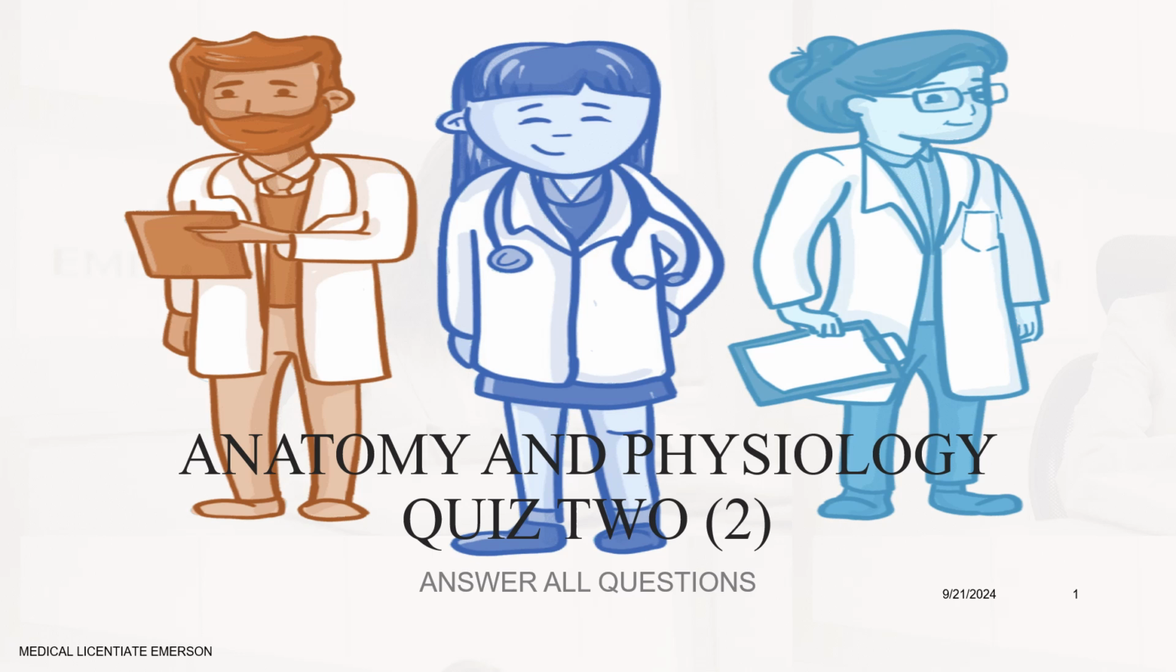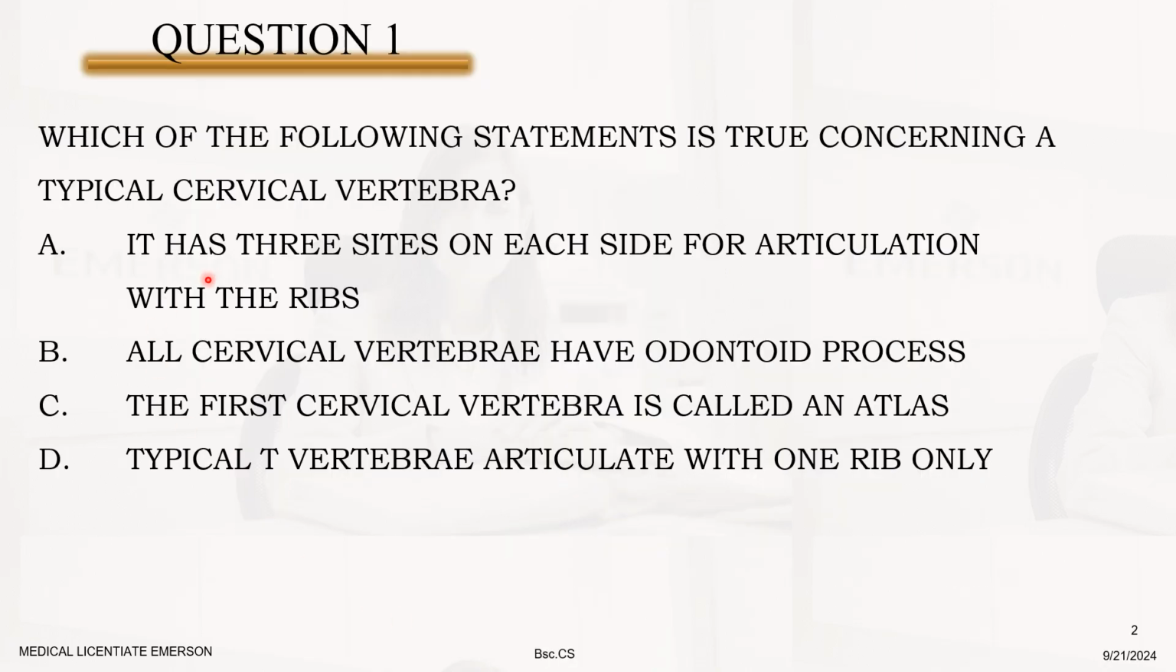Okay, because we are moving along as we were learning the anatomy and physiology lectures. Quiz 1 is about the first things, the introduction and what followed after the introduction. Then quiz 2 is mainly about the skeletal system or the locomotor system. Okay, that's quiz 2. So which of the following statements is true concerning a typical cervical vertebra?